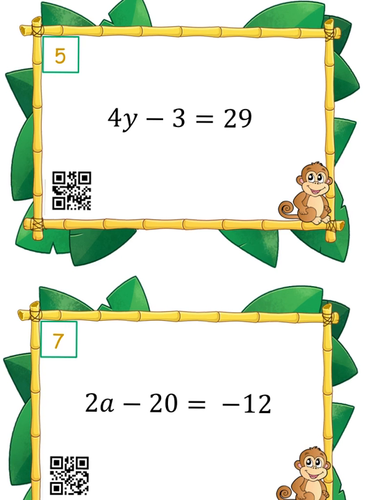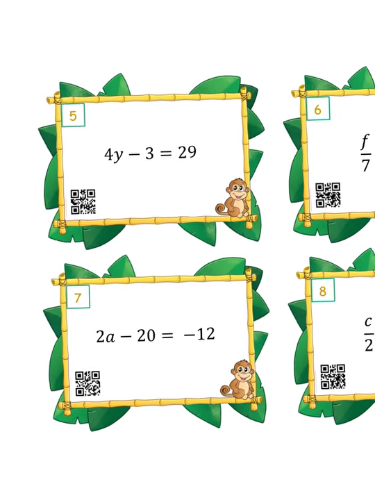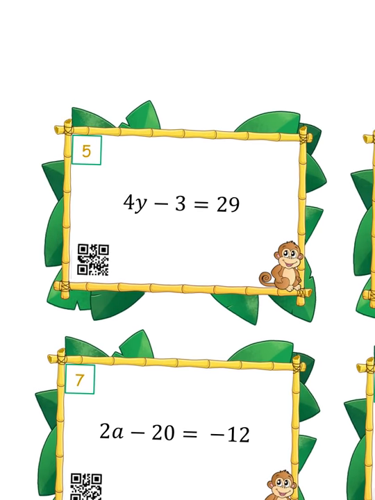Alright, let's continue with number 5. 4y minus 3 equals 29. I'm going to draw the line. Okay, I'm going to circle my constant that I'm about to take away. So minus 3. Make sure you do the inverse of subtraction, addition.